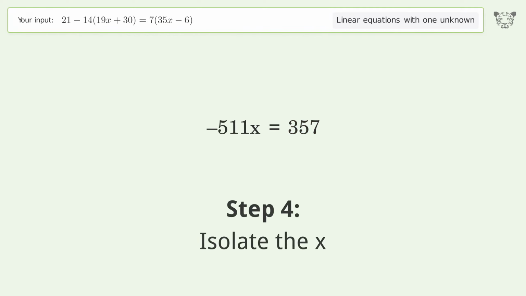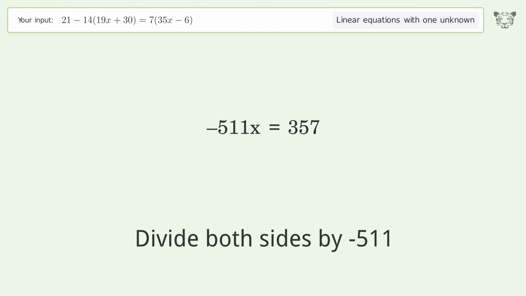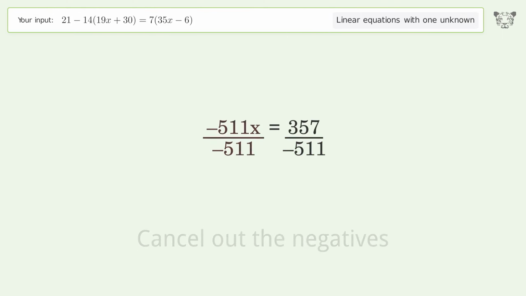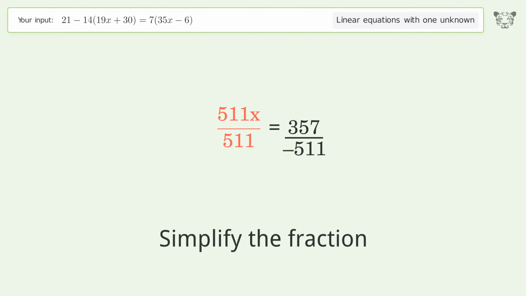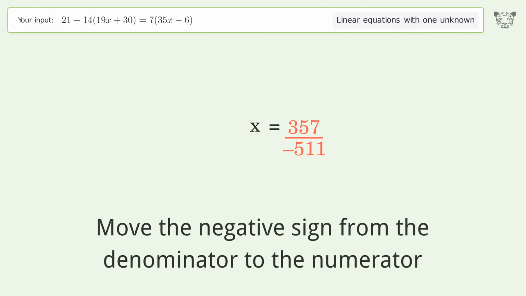Isolate the x. Divide both sides by negative 511. Cancel out the negatives. Simplify the fraction. Move the negative sign from the denominator to the numerator.